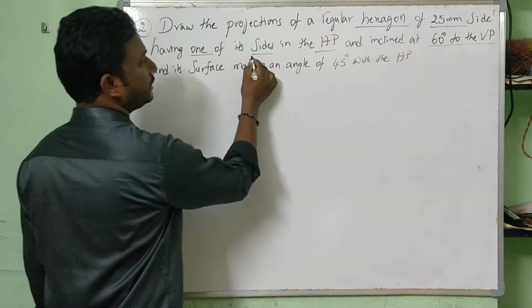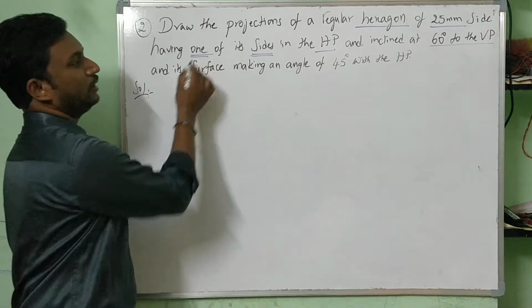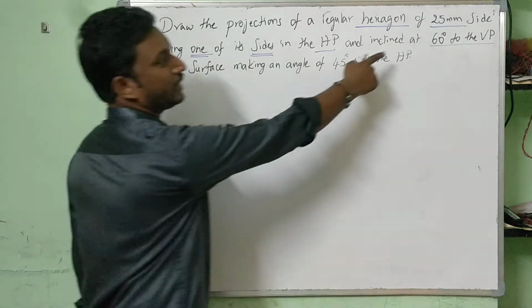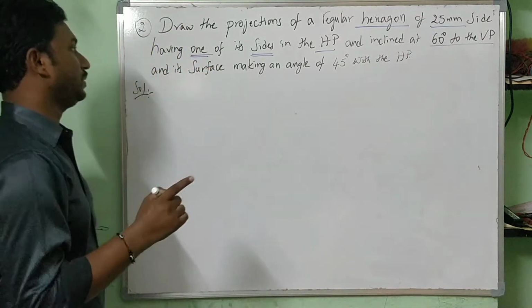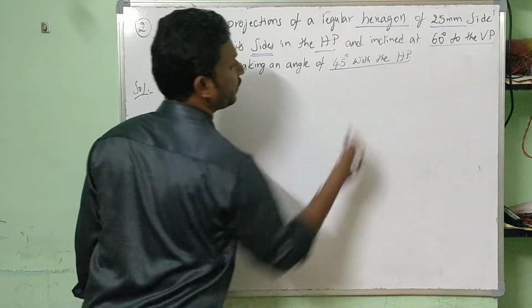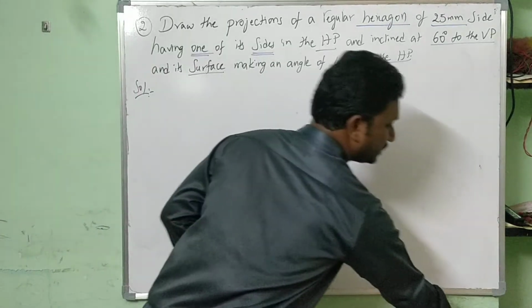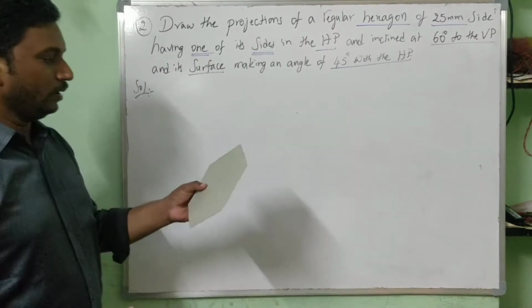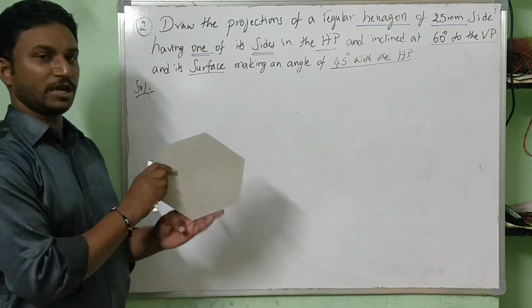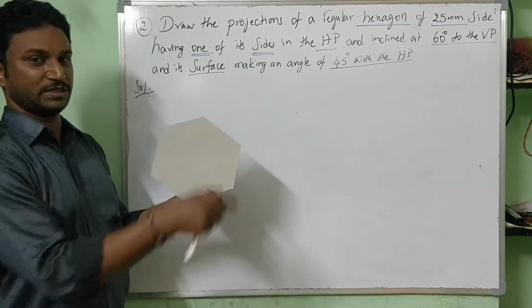One side is inclined at 60 degrees to the VP. Remember this. And its surface, which is nothing but the plane, is making an angle of 45 degrees with the HP. Right? I hope you understood. Let's take the example of a hexagon. See, this is a hexagonal shape having 6 sides: 1, 2, 3, 4, 5, 6.